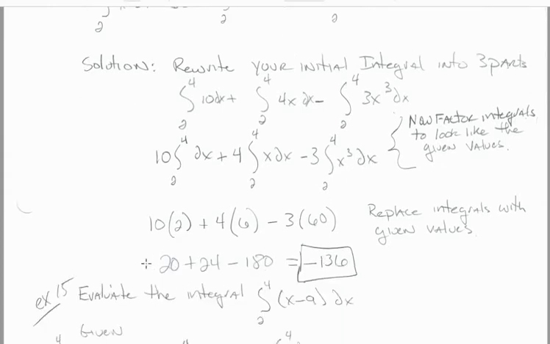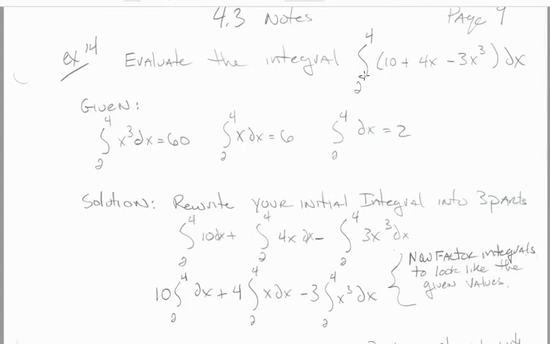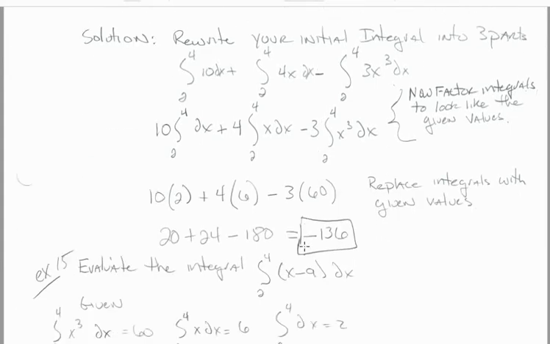So if we look at this down here, we have 10 times 2 plus 4 times 6 minus 3 times 60. So we're going to get 20 plus 24 minus 180. So it's really just breaking down these integrals, factoring things out so that we can use the given values here and substitute them in to find the area.